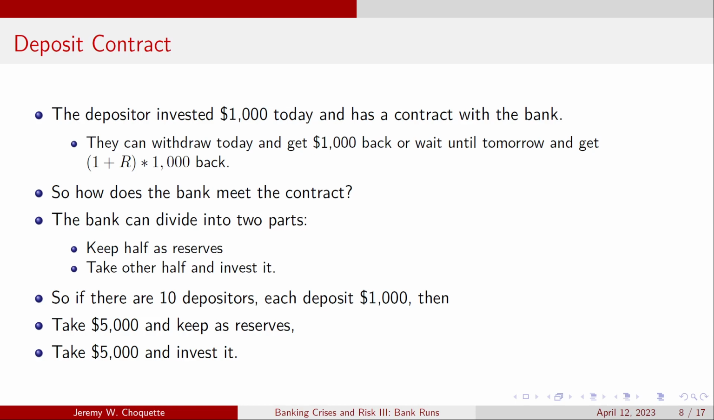Well, the bank can divide it into 2 parts. They can keep half as reserves, and they can take the other half and invest it in their long-term investment opportunities. So let's say there's 10 depositors. Each one deposits $1,000. Well, the bank's going to take $5,000 and keep it as reserves, and $5,000 and invest it. Now, why did they take $5,000? Well, if you go back a couple of slides, you see there's a 50% probability that every single depositor is going to be the patient type, and a 50% probability that they are going to be the impatient type. So what they do is they'll go, okay, well, it's a 50-50 split. I'm going to keep half and invest half.